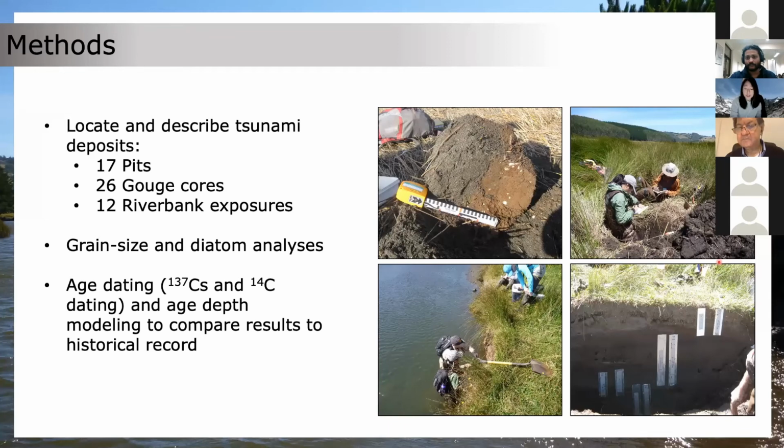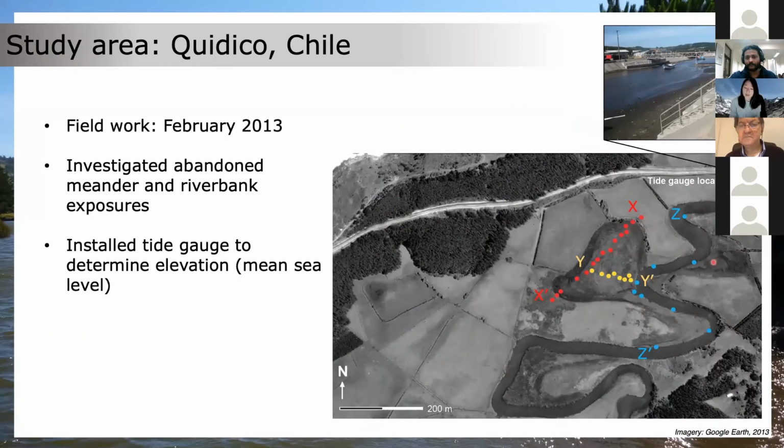So fieldwork was conducted in February of 2013. Stratigraphic units were described and correlated along two transects in the abandoned meander, an X to X prime shown in red and a Y to Y prime shown in yellow, as well as a riverbank transect, the Z to Z prime shown in blue, that followed the riverbank exposures upstream.